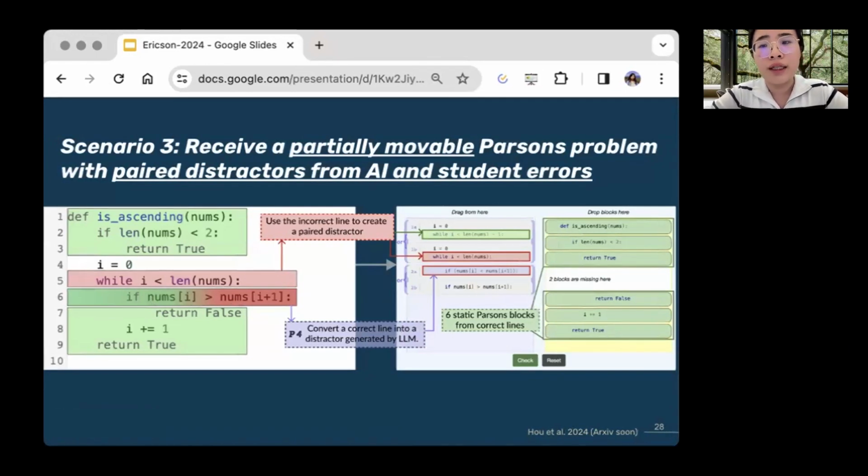This key correct line is converted into a movable line, with a logical error provided as a distractor block. So Luna compares the large language model generated distractor with the other paired block to reinforce her understanding of how to do it. And she then completes the Parsons problem, modifies her own code, and successfully passes all the unit tests.